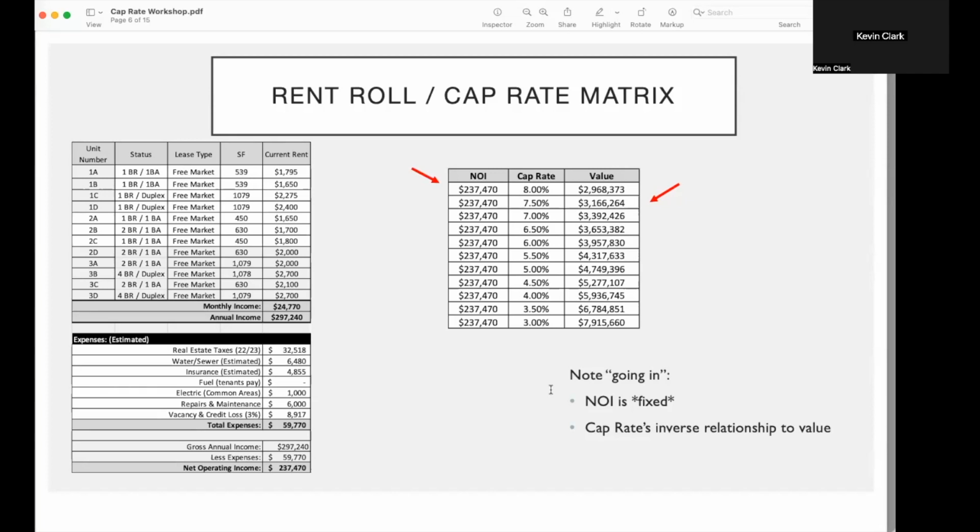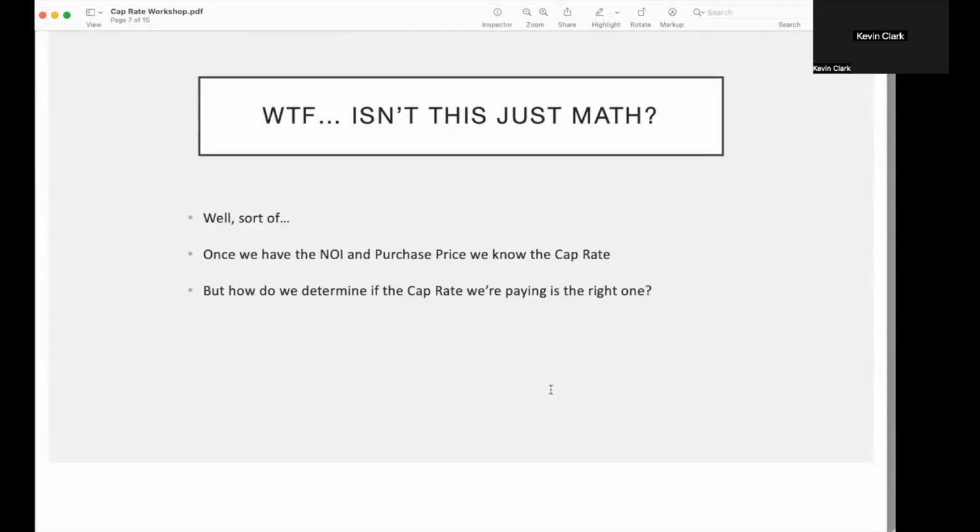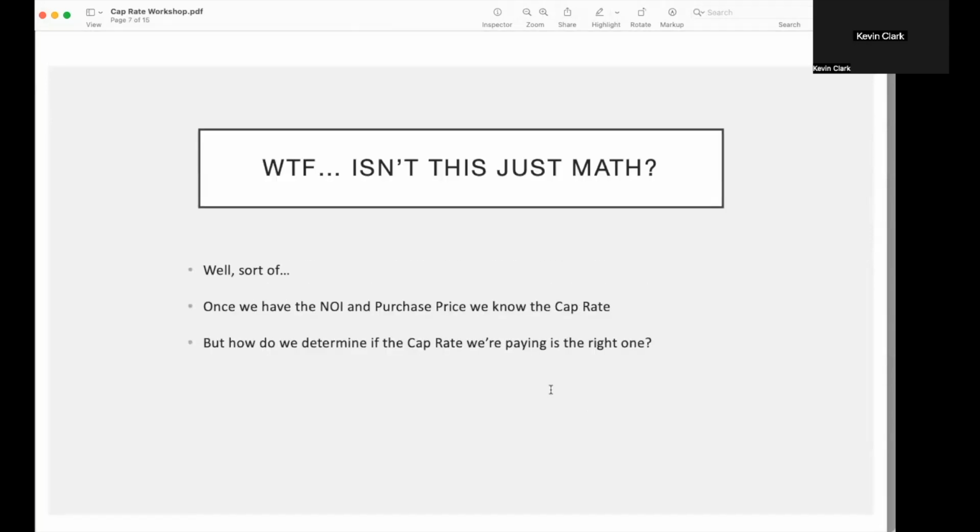If you're buying something for a 7 cap, you're getting a 7% return on the unlevered basis for that NOI. If you're buying a 6 cap, 5 cap, etc. Okay, Cribdillo, WTF, isn't this just math? Yes, it is just math. Sort of. So far, you probably all have considered this and said, yeah, why are we here?